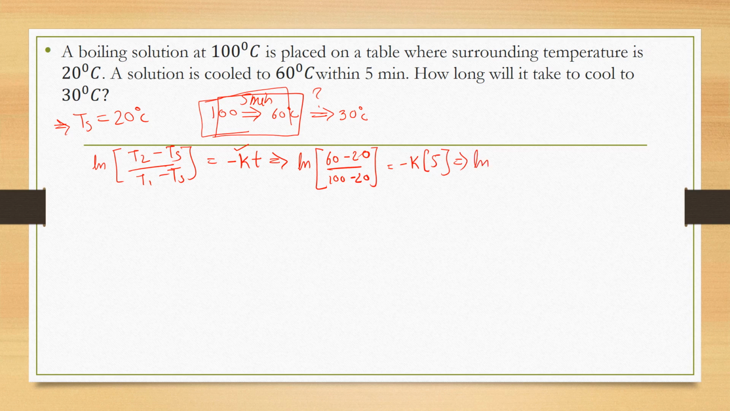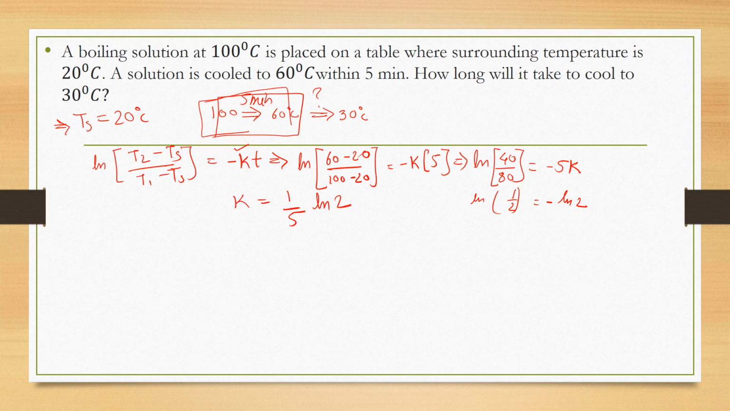So it will be equal to log of 60 minus 20, which is equal to 40, and 100 minus 20, which is equal to 80, which is equal to minus 5k, or I can rewrite as k equal to 1 by 5 log of 2. So minus minus get cancelled, since over here we get 1 by 2. So we know the property that log of 1 by 2 will be equal to minus log of 2, and this minus minus will get cancelled. So the value of k is equal to 1 upon 5 log of 2.